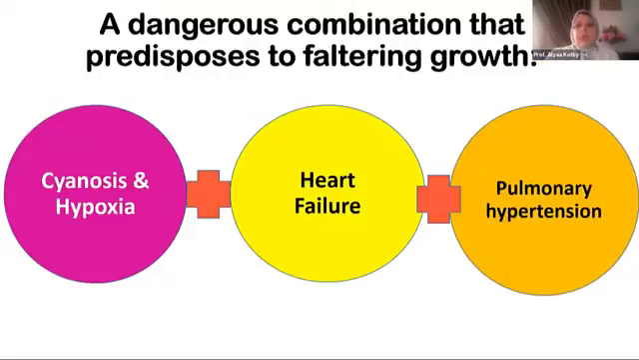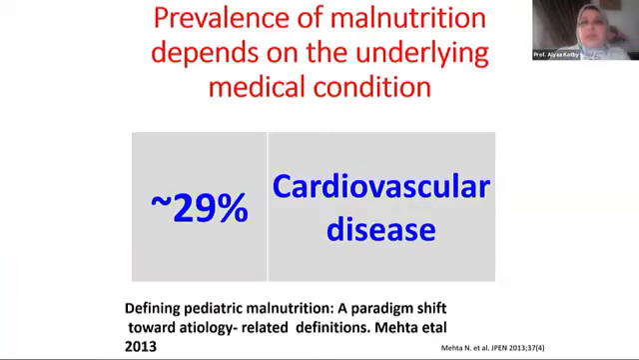Our difficult combination is the presence of cyanosis and hypoxia, heart failure, and pulmonary hypertension together with one another, because management of these patients is difficult. The presence of heart failure necessitates the use of diuretics, and these diuretics may predispose the cyanosed baby to thrombosis, particularly if there is anemia. So that's a really quite difficult combination to manage.